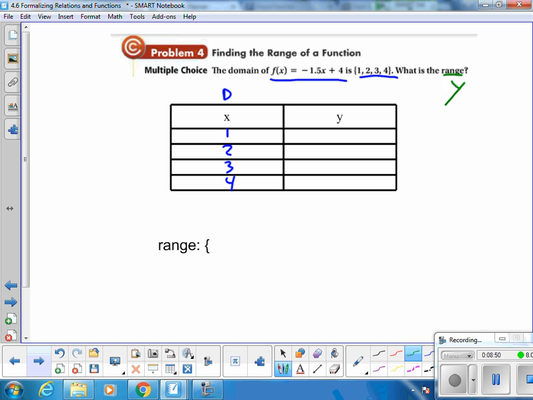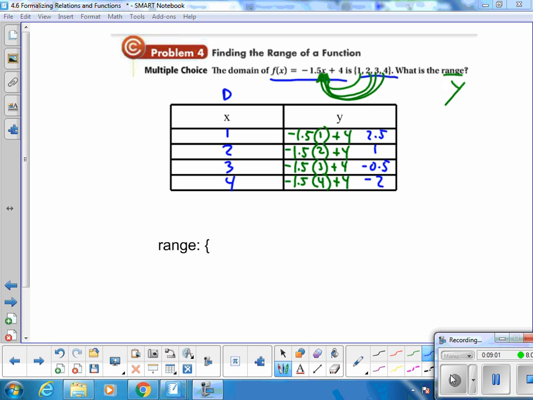So let me go ahead and I'm going to pause and fill this in. What I'm going to do is I'm just going to go ahead and substitute each one of these in for my x, and to get my output. Ooh, look at that. It's not magic. It's the pause button. So my range for this one, I'm going to put it in order from least to greatest. That's my range.